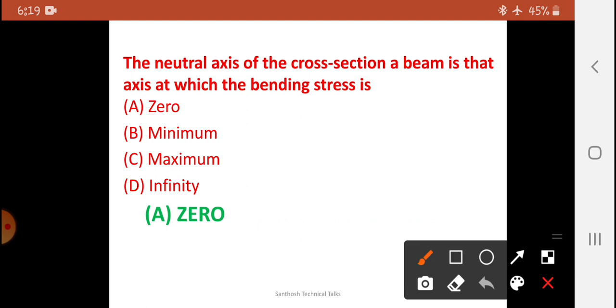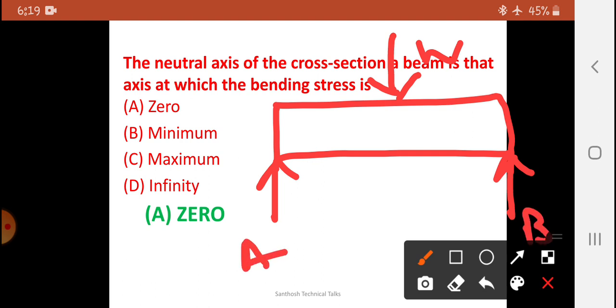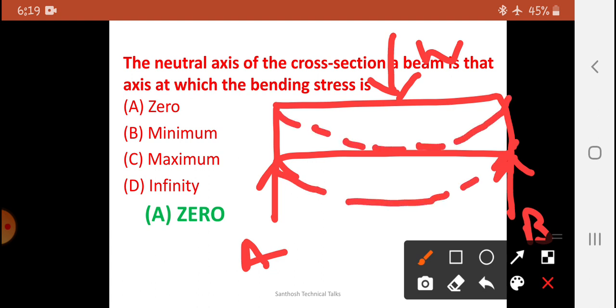I would like to explain that. Consider a simply supported beam. It is supported at the two ends. If a load W is acting over there, due to the load the beam will tend to buckle or undergo a deformation like this. What will happen?